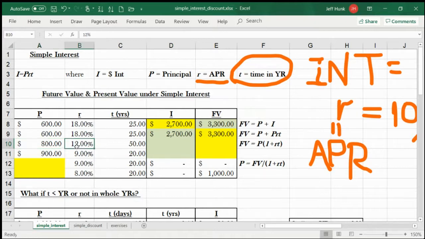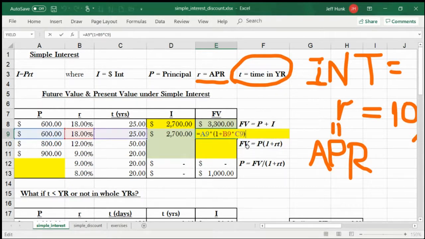Now, what about $800 principal, 12% interest, 50 years? Well, it's the same formula. So you might think, oh, I'm going to build that formula in there. Yes, you can build the same formula in there, but there's no need. You have already done it. Why? This is the formula, right? So all you need to do is just copy and paste that formula.